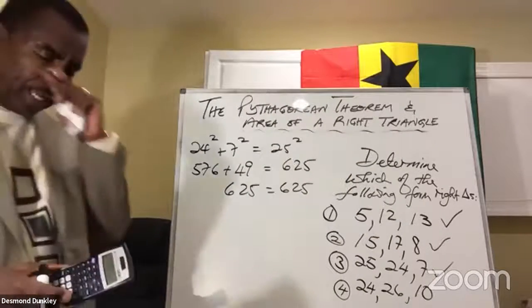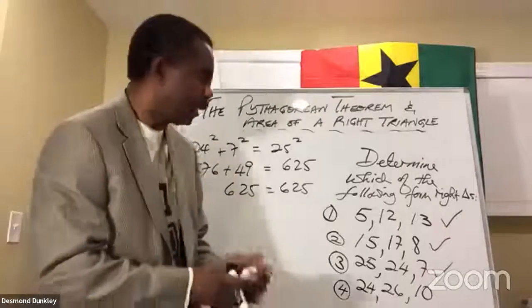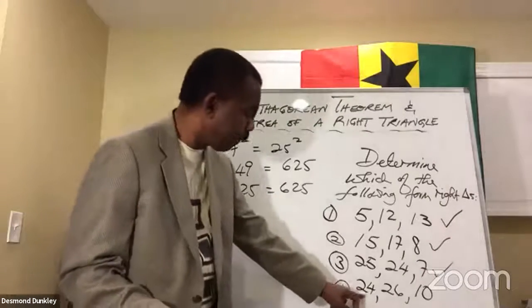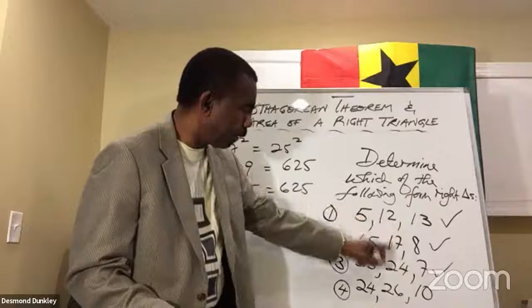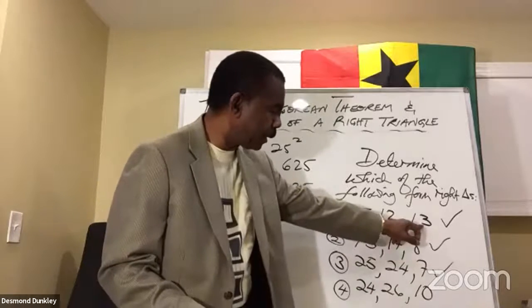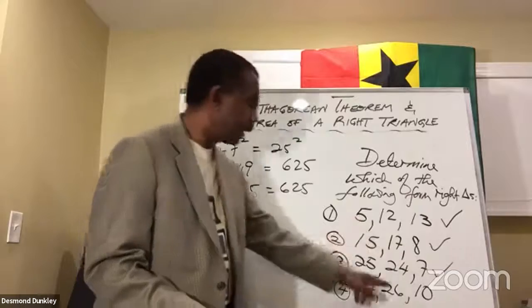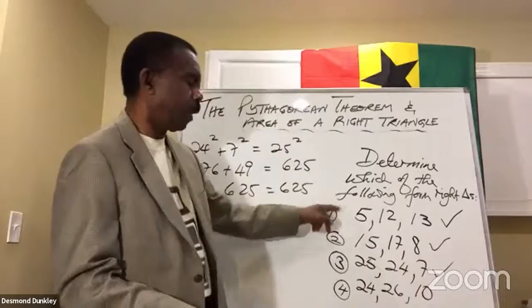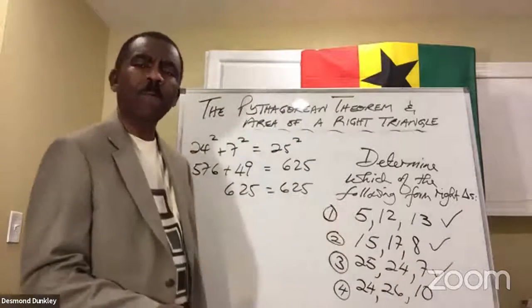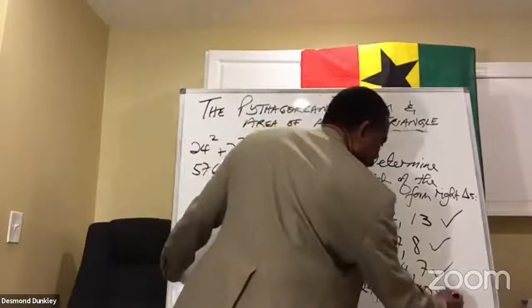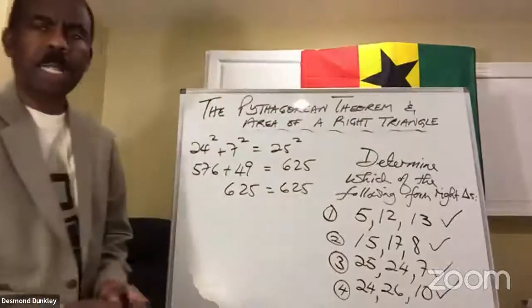And then if you look at the last one, you should see that 24 is 2 times 12. 26 is 2 times 13. 10 is 2 times 5. So this is a multiple of number 1. So if it is a multiple of number 1, we already understood that it would work.